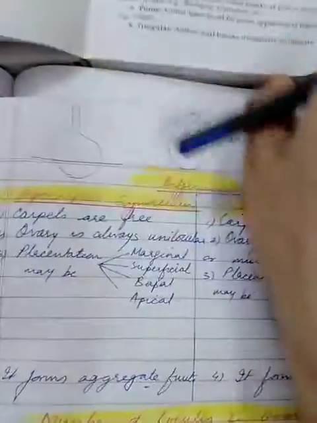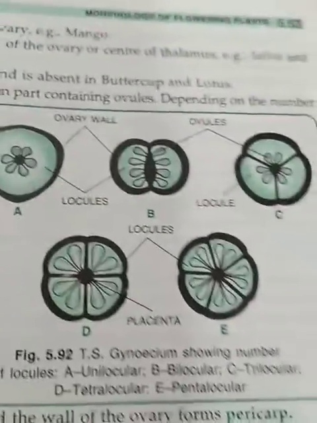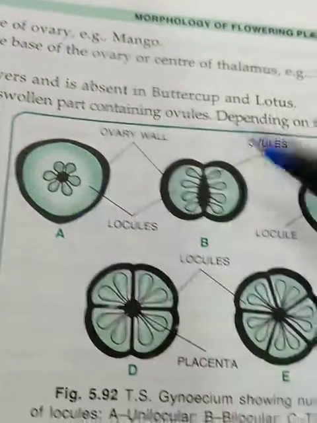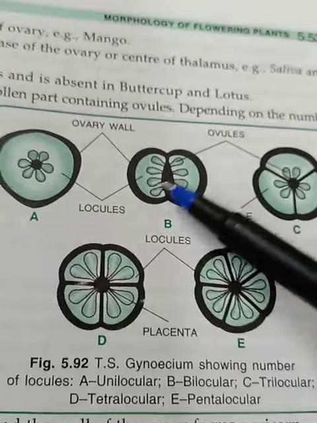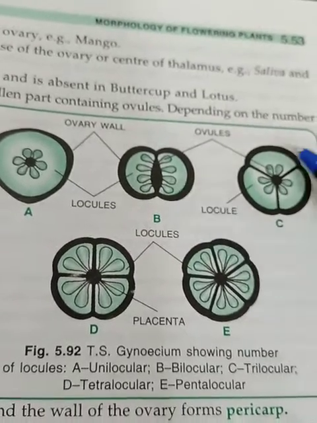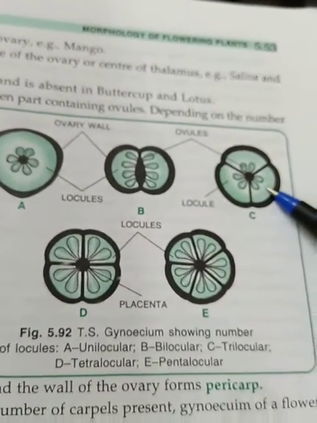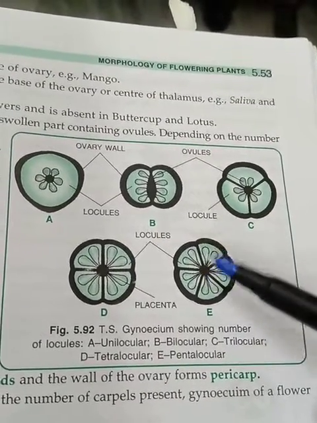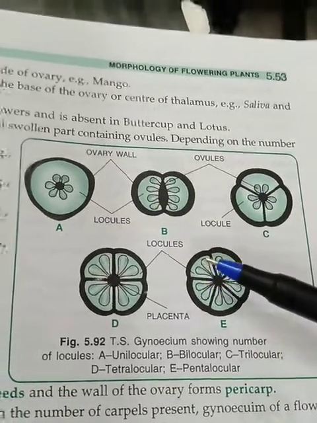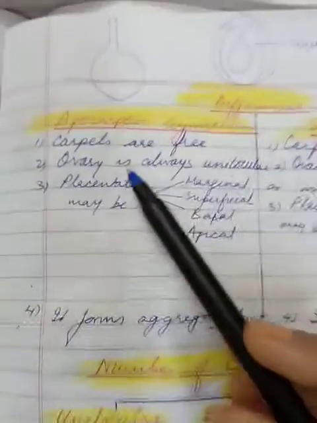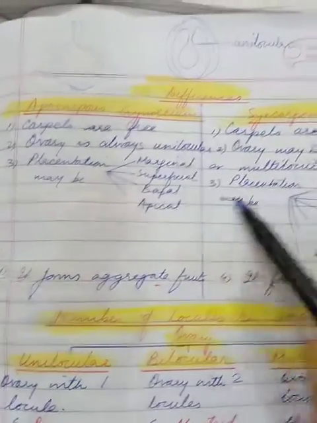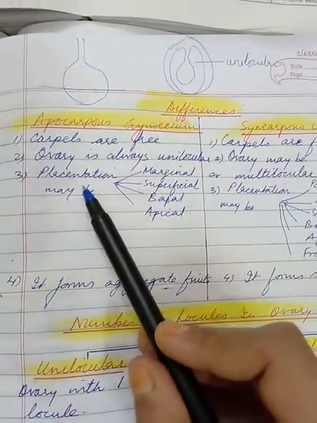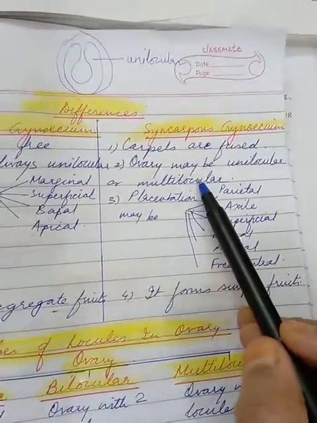I'll just show you here. See this. This is unilocular, meaning one compartment. Here you can see the axis dividing it into two compartments, so this is bilocular. This has 3 compartments, so trilocular. Then tetra and then penta. So the conditions keep on multiplying with the number of locules or compartments. So here the ovary is always unilocular, and here the ovary may be unilocular, not certain. It could be uni or multilocular.